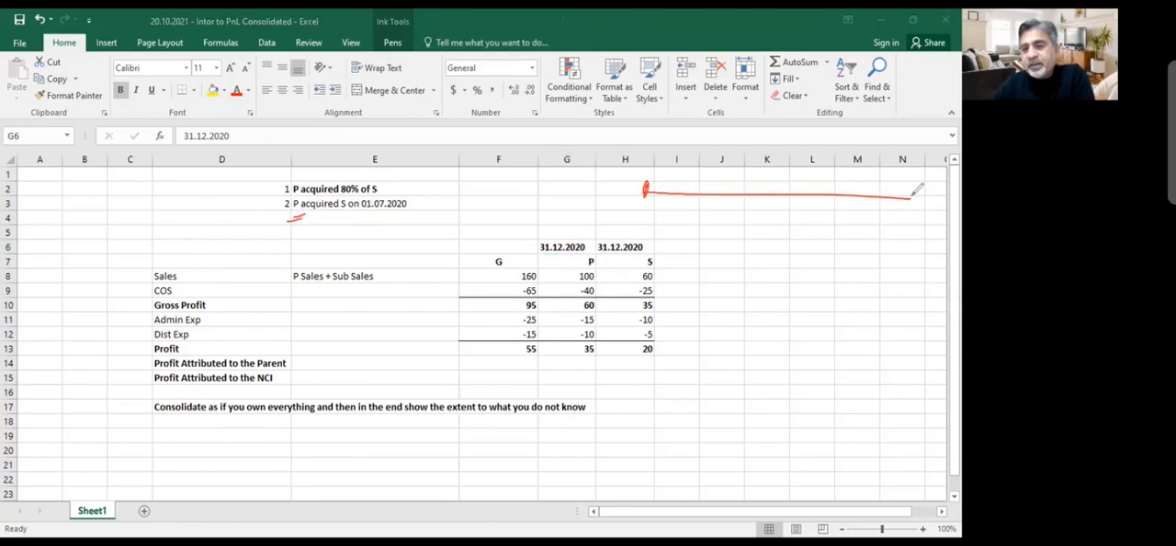So it means that this is January, this is December. You acquired it in the middle, in July. So what happened before does not belong to you. Your concern is only this part, which means 6 months. By the way, what we need to do is proportionate consolidation. We call it proportionate consolidation.